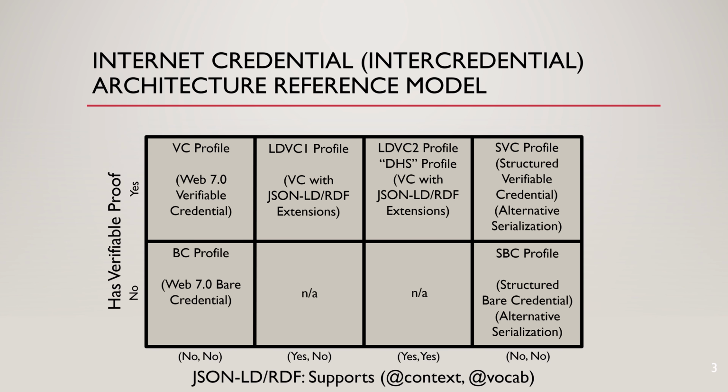So just a quick glance at where we're heading towards the end of this presentation. The Internet Credential Architecture Reference Model, or InterCredential model, has two axes, and it's against these two axes that we qualify a broad range of Internet credentials. Verifiable credentials are just one instance, one type, one blood type, if you will, of an Internet credential.